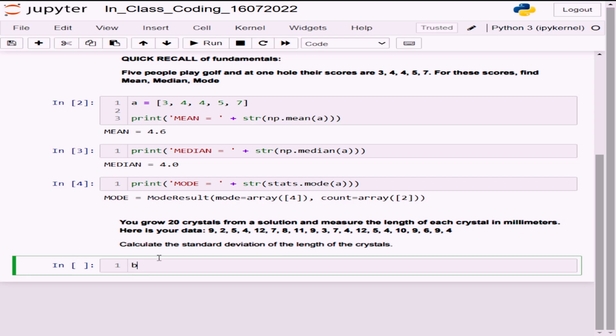All right, so let's try to build the answer. Let's try to type. So there is 9, then 2, 5, I guess. Then we have 4. Let me copy it from here itself. Maybe that will save some time.